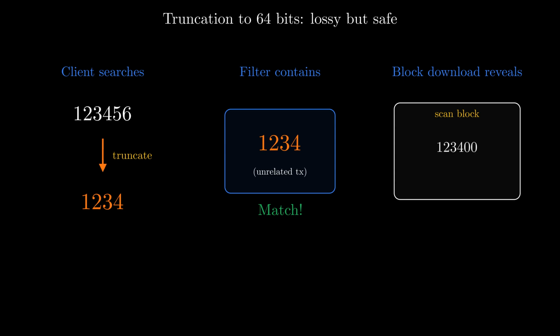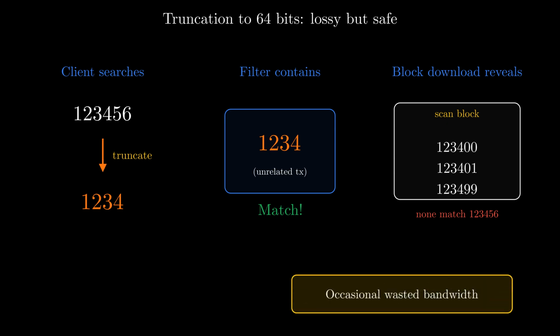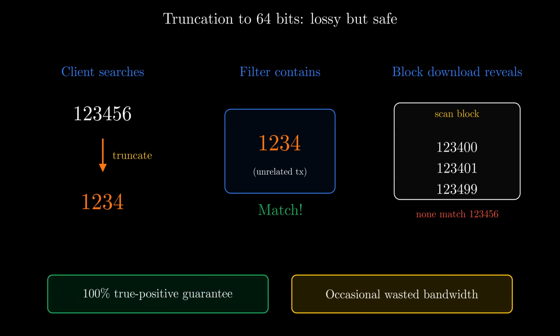Just coincidental collisions. You wasted some bandwidth, but you did not leak anything and you did not miss your transaction. This is the asymmetric error guarantee. False positives happen by design and are tunable. False negatives, missing a real match, are impossible because every real script you own is in the filter.